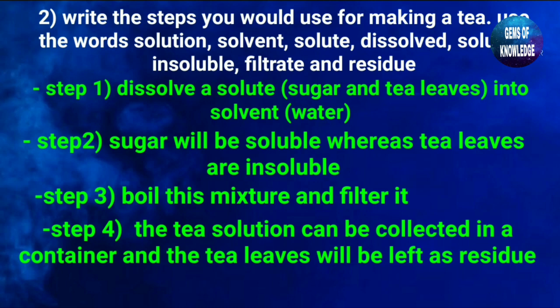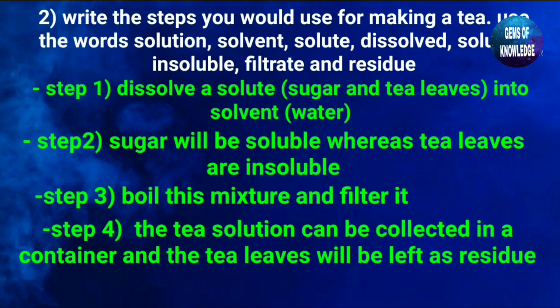Okay, this is the first step. Then coming to the second step, sugar will be soluble whereas tea leaves are insoluble. We all know this. When we are going to prepare a tea, when we add sugar into it, the sugar will get soluble into it, whereas the tea leaves will be floating onto the above surface of the water.